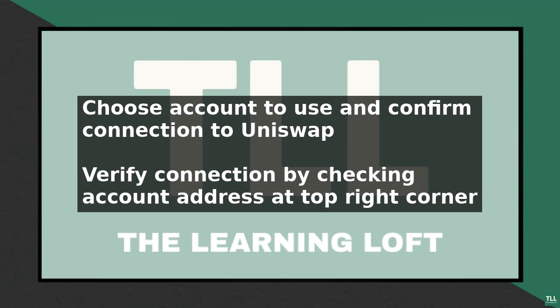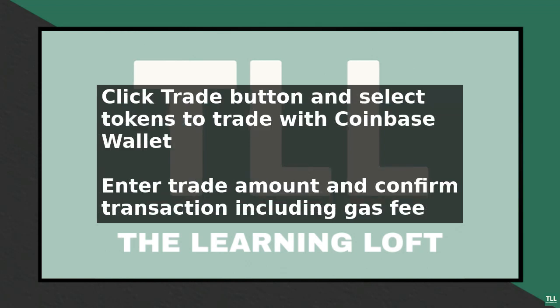Your Coinbase wallet will then prompt you to confirm the transaction, including the gas fee and the amount of tokens being traded. After confirming the transaction, it will be processed on the blockchain and the tokens will be transferred to your Coinbase wallet. It is essential to note that you should always be cautious when trading on Uniswap and only trade with funds you can afford to lose.